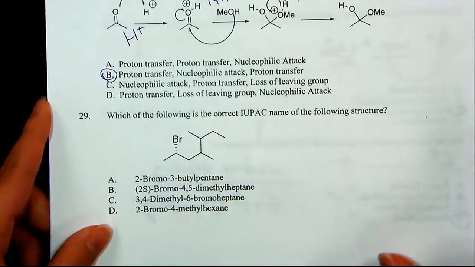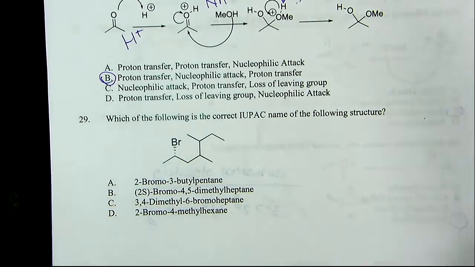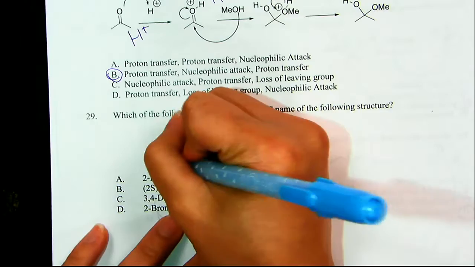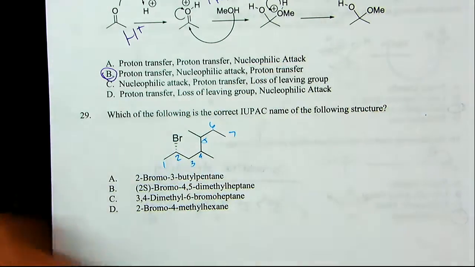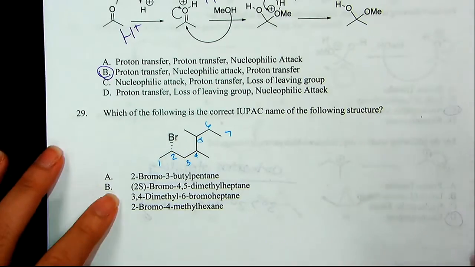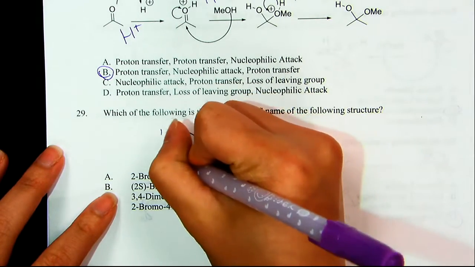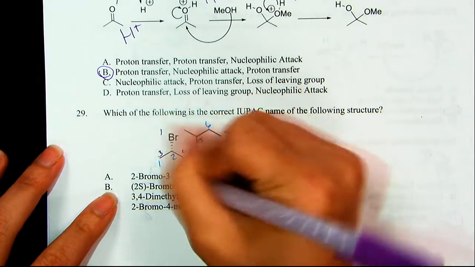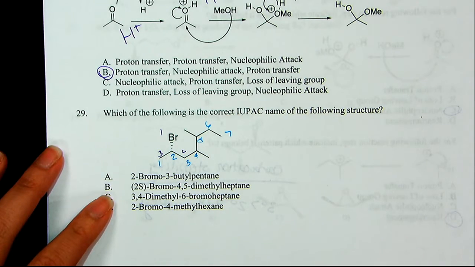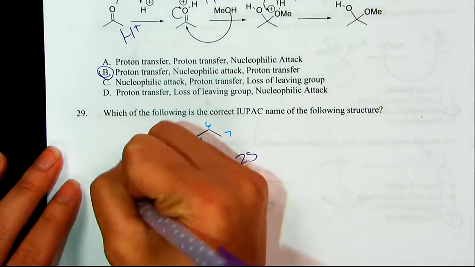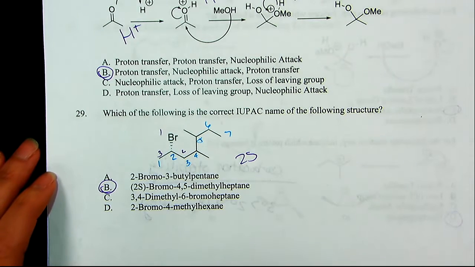So here, if we do this, the parent chain is going to be this thing right here. 1, 2, 3, 4, 5, 6, 7. Heptane is our parent chain. We have 1, 2, 3. That's rotating in an R direction, but you have to flip it because the fourth is on the back line. So it should be S. So it's 2S followed by the rest of the compound, which is this right here. So that's 1, 4, 5 substituents.